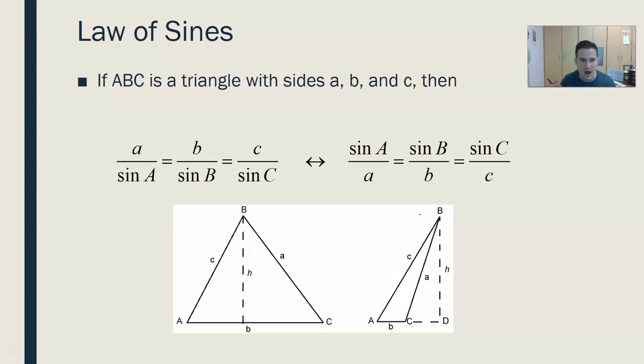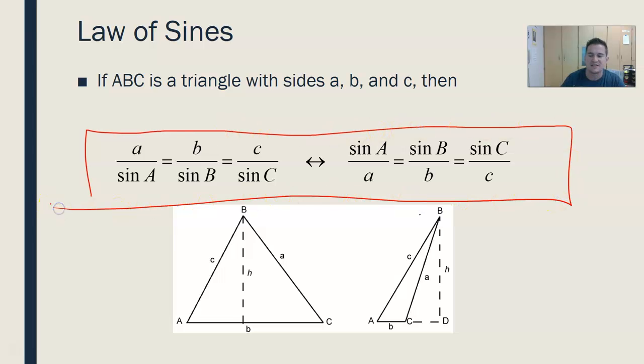So if I have any triangle, triangle ABC, then this relationship is going to exist. The ratio of a side divided by the sine of its opposite angle is going to be the same for every single side and that corresponding opposite angle. So A divided by sine of A is going to be equal to B divided by sine of B, which is going to be equal to C divided by sine of C. And same inverted. Sine of A divided by A is going to be equal to sine of B divided by B, which is going to be equal to sine of C divided by C.